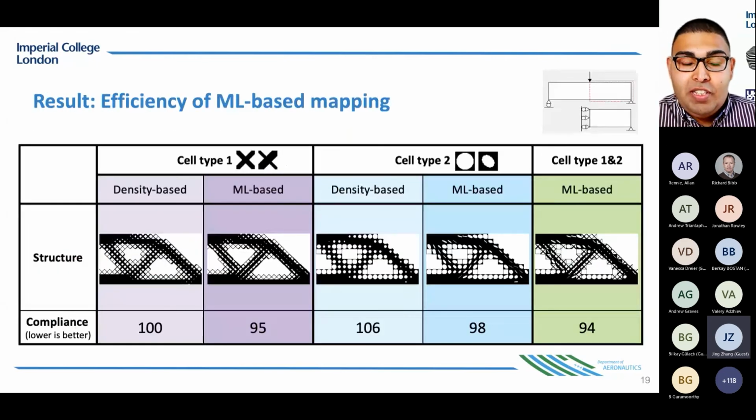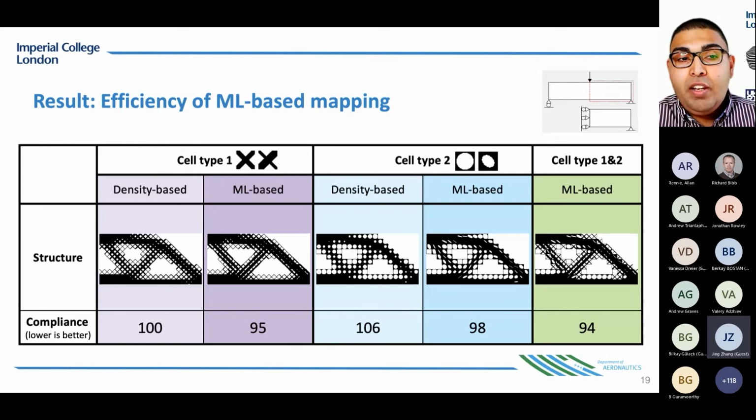Anyways, coming to results. What I've done here is shade in a light color where the results are coming from simple density mapping, and a darker color where the results are coming from our machine learning mapping. And we have three cases out here. Case 1, which is using a BCC type lattice. Case 2, which is using an elliptical cutout lattice. And case 3, which is a combination of two different types of cell lattice.